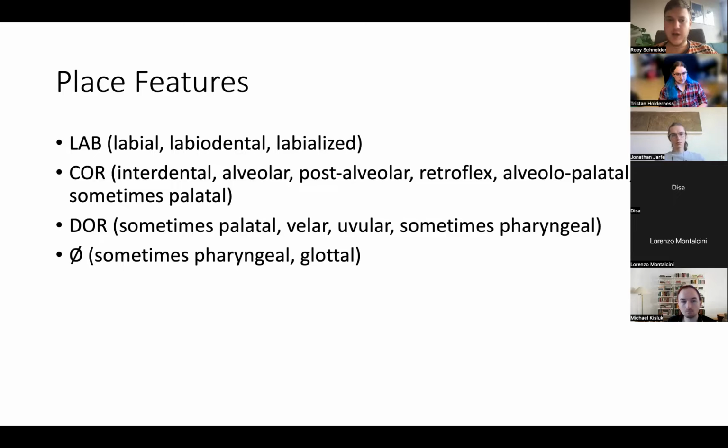And usually glottals are considered to have no place feature. They do have a place of articulation, it is the glottis, but in phonology, we only divide them into these groups of labial, coronal, dorsal, and none. Of course, one sound can have 2 of them. For example, w, as we said, is both labial and dorsal. Okay, is that clear? These are place features.